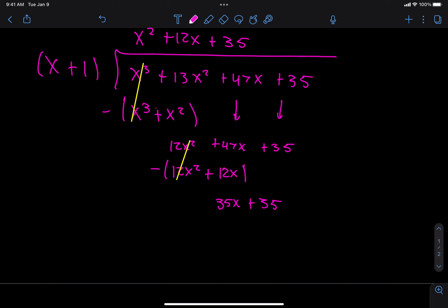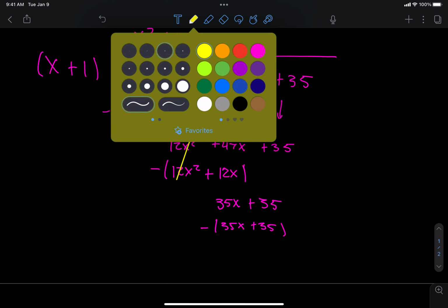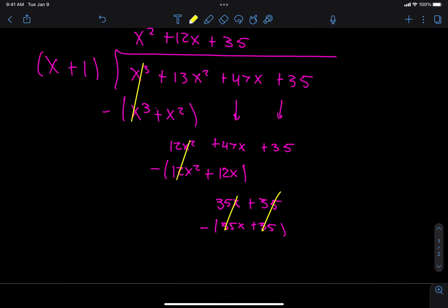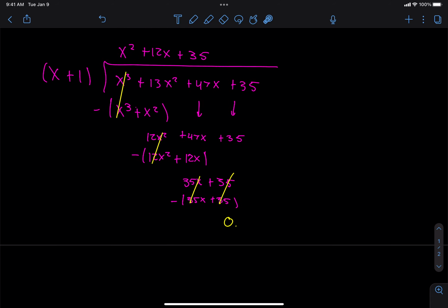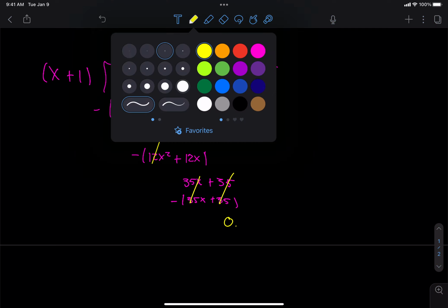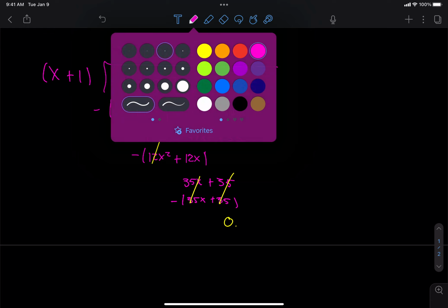Okay, so now that I've done that, I subtract 35x plus 35, and both of them cancel. So what am I left with underneath? 0. I knew that was going to happen from the start, because x plus 1 is a factor, which means that it can be divided evenly into the polynomial. By divided evenly, I mean I get no remainder, right? Okay, so now I have done all of this, and what is my gain?